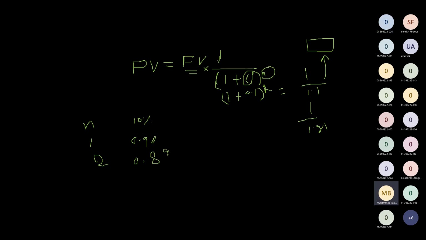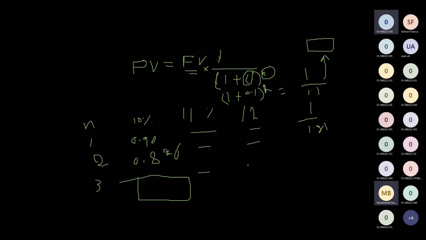What are you all doing? No sir, it is 1 divided by 1.1 square, which is 0.826, right? Now, if I have to check for number of years 3, obviously there would be another value here. Then I can change this to 11% and get all these values. Then 12%, get all these values. So this is how this table is prepared.